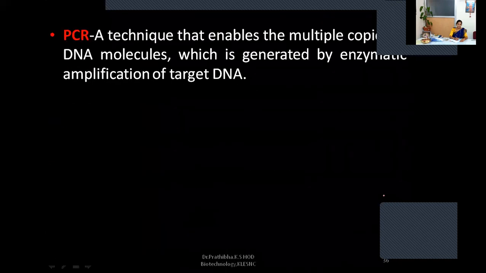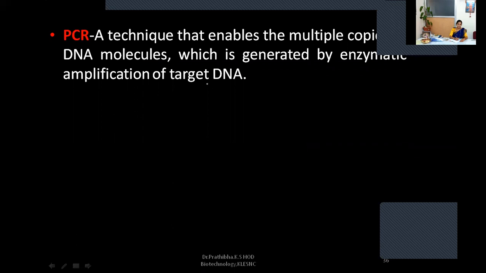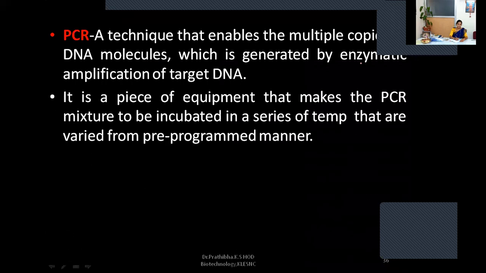So now let us go through the brief information about the PCR. PCR is a technique that enables multiple copies of DNA molecules, which is generated by enzymatic amplification of target DNA. Hope you now understood why we mention enzymatic here, because without enzymes, DNA molecules cannot be amplified. So you can say enzymatic. As we are increasing the temperature in a series, you can also call this PCR machine a thermal cycler.